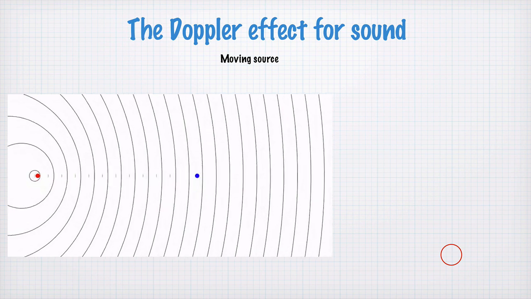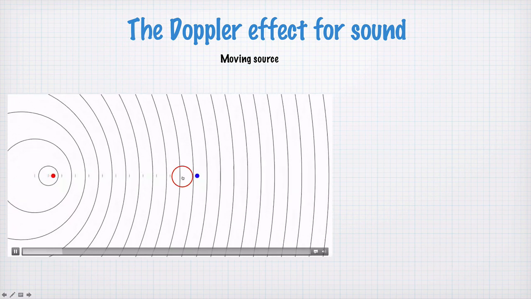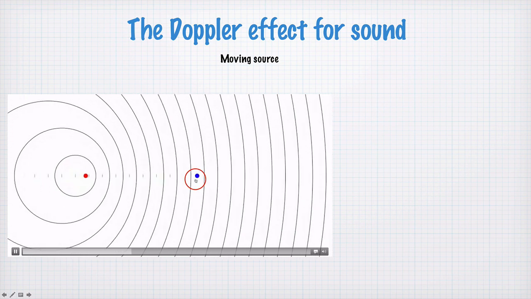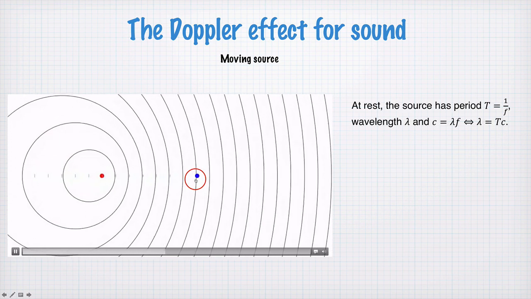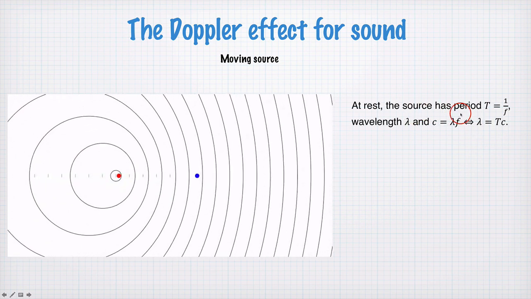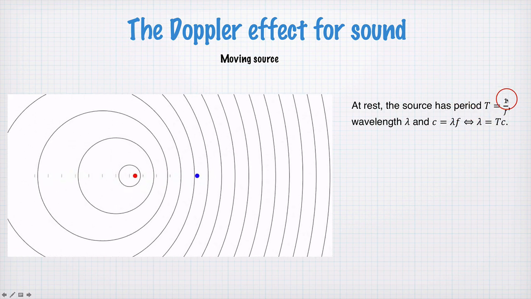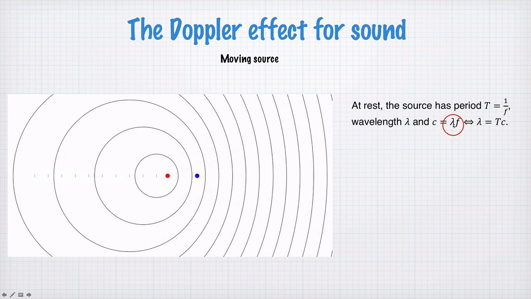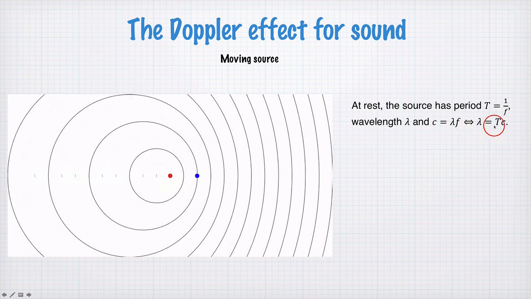So here again is the moving source. We see compression of the wavefronts, and our task now is to calculate this new wavelength, and therefore the new frequency. So at rest, we're going to have the source with a period of T, which is equal to 1 on f. Now, with wavelength lambda, we have c equals lambda f, which is equivalent to lambda equals T times c, the period times the speed of sound.